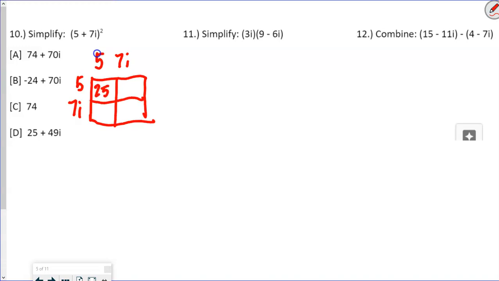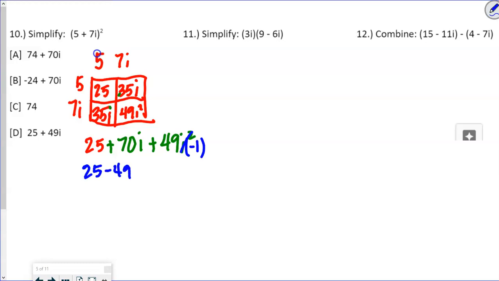So there's 25, that's 35i, and that's 35i, and this is 49i squared. So we get 25. Here are our like terms. Y'all see these like terms right here in our diagonal? So that's plus 70i. And then we've got 49i squared. What do we change the i squared to? Yes, a negative 1. So this is going to be 25 minus 49, right? Plus 70i. So our answer is going to be negative 24 plus 70i.